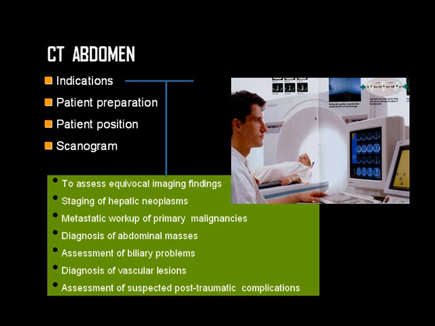Then you have to verify the lesion. You may perform a CT scan. Then staging of hepatic neoplasms, metastatic workup of extra-abdominal malignancies, diagnosis of abdominal masses, assessment of biliary problems, diagnosis of vascular lesions like aortic aneurysm and so on, assessment of post-traumatic complications of blunt abdominal trauma.